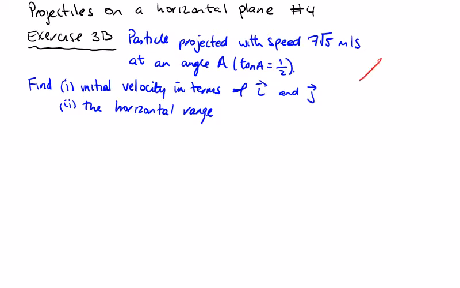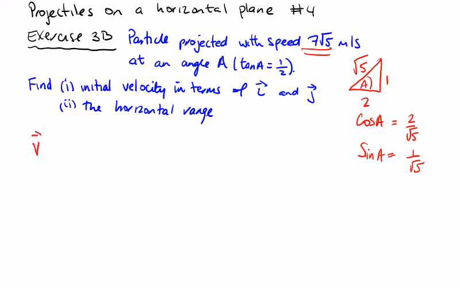Anytime you're given the tan, and we know sine and cos are in the initial velocities, tan is opposite over adjacent, this is 1 over 2, so you know already the hypotenuse is √5. So write down your cos alpha and your sine alpha. Cos alpha is adjacent over hypotenuse, and sine alpha is opposite over hypotenuse. So we have our speed.